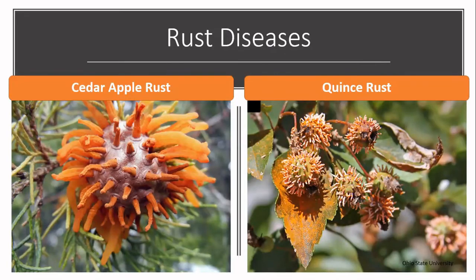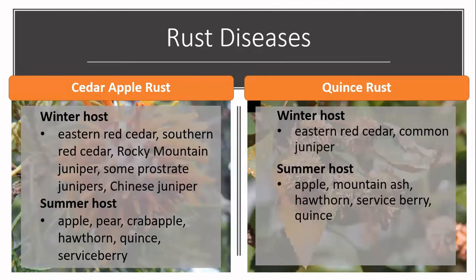So changing to another area, we're going to talk about rust diseases now. Two main types of rust disease in Ontario are cedar apple rust and quince rust. Now, the interesting thing about rust is that they actually require alternate hosts to complete their cycle. So they have a winter host, which are often various varieties of cedar and juniper, and then they have a summer host as well.